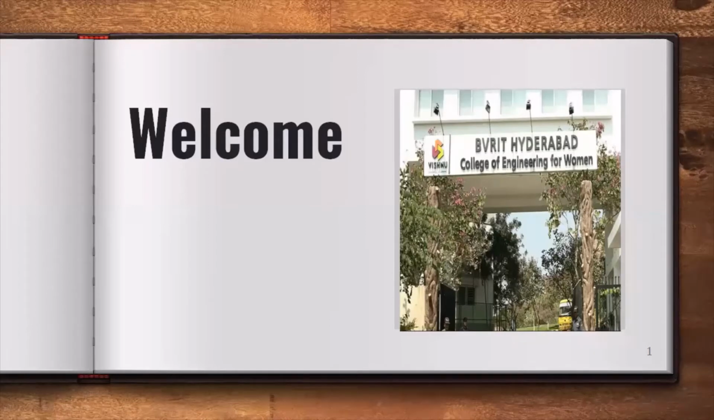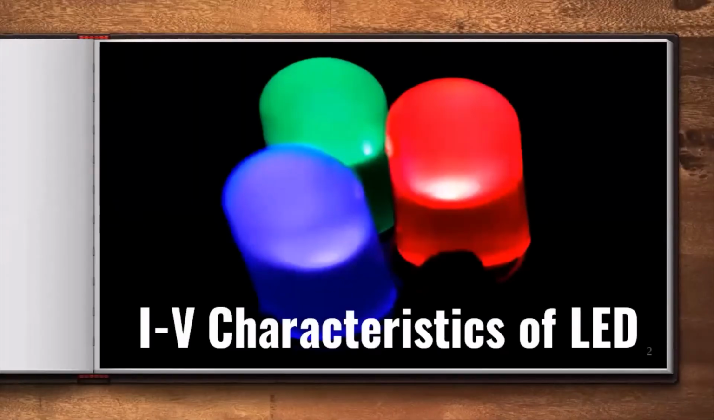Here, I'm going to discuss the IV characteristics of LED by the virtual method. The basic aim of this experiment is to understand the voltage-current characteristics of LED. That means how the current is going to change with respect to the given input voltage.